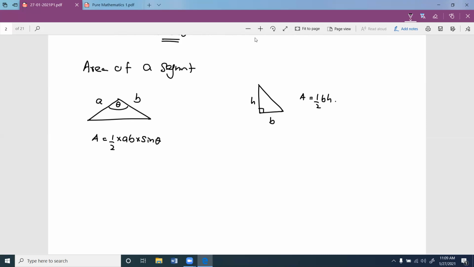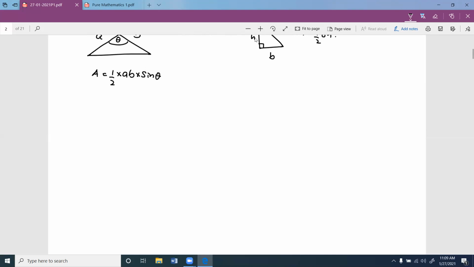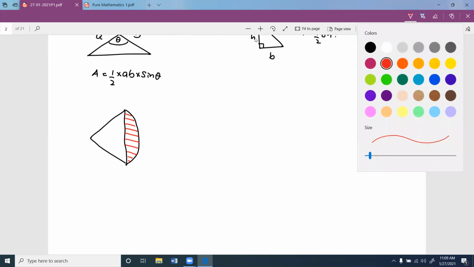Right. Now let's see how you find the area of a segment. A segment is a shape like this. The first kind of segment is just like this, this way around. They are referring to this area. Yeah, this is the area they want us to find.